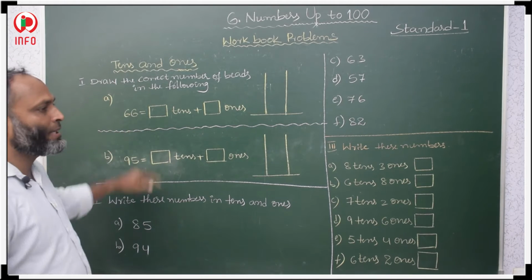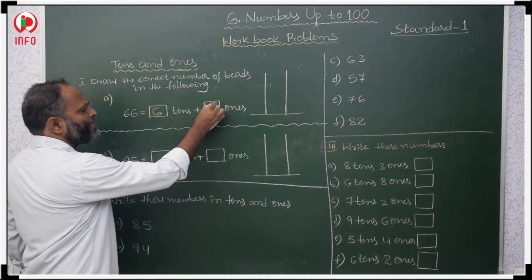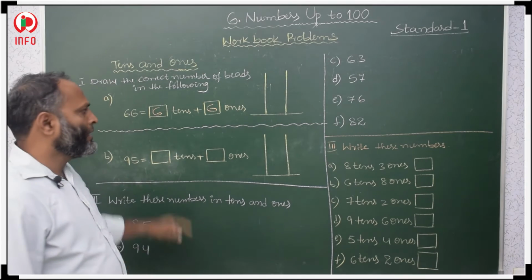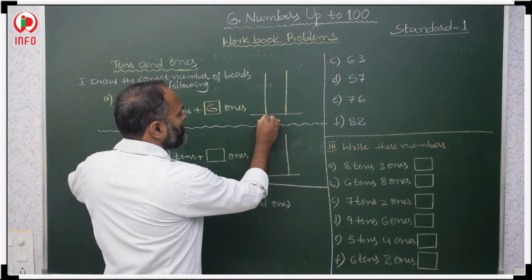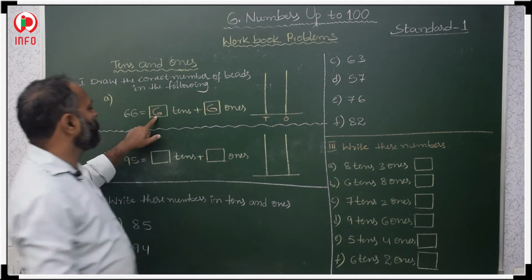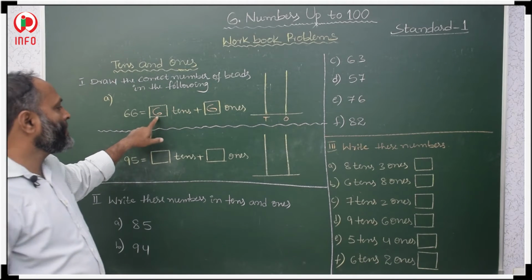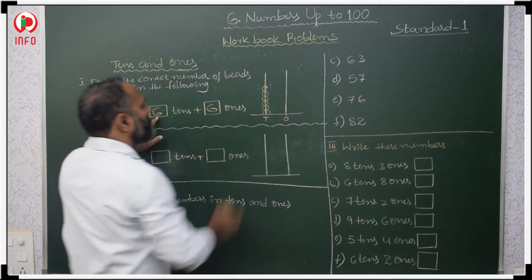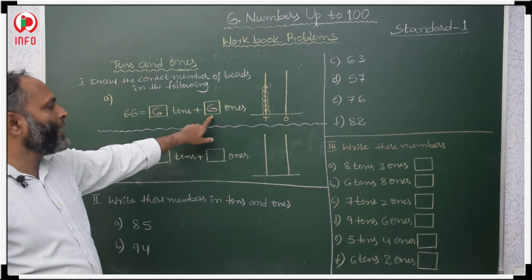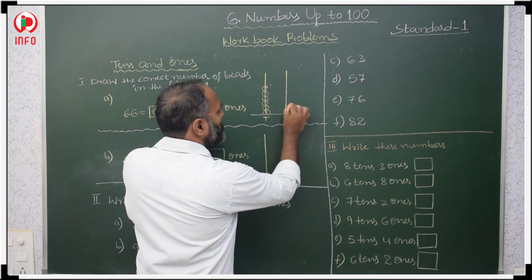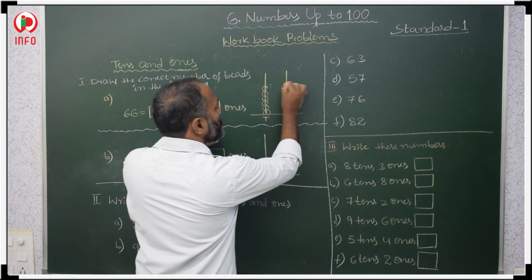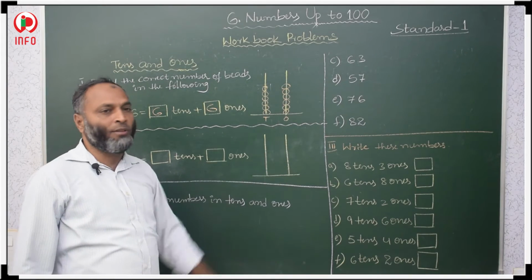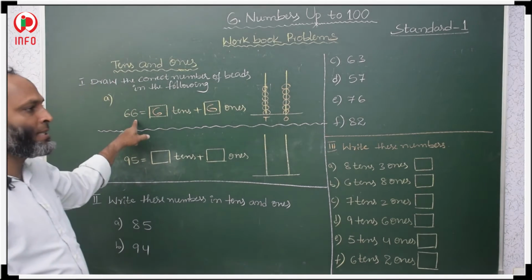66. 66 means 6 tens and 6 ones. Then this is in tens, this is in ones. In tens, how many bits we have to draw? 6. 1, 2, 3, 4, 5, 6. In ones, how many bits we have to take? 6. 1, 2, 3, 4, 5, 6. 6 bits we have to take in tens as well as in ones. Why? Because it is 66 given.